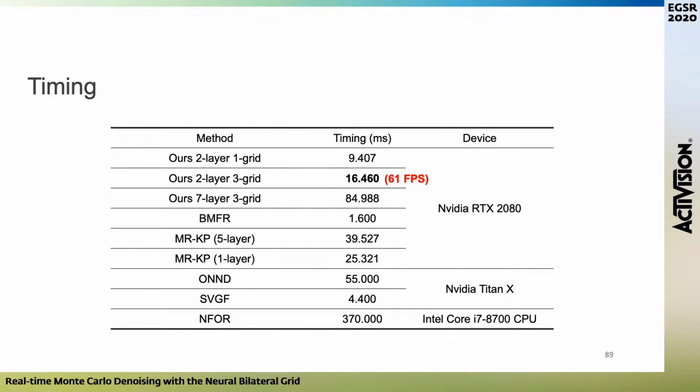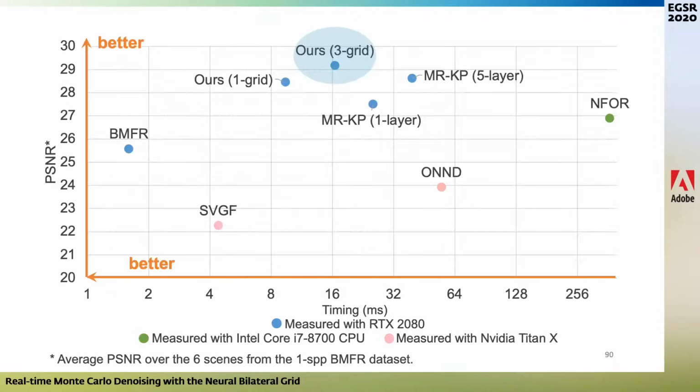Our denoiser using a 2-layer GetNight and a 3-scale bilateral grid can run at real-time performance, which reaches 61 frames per second. The scatter plot of PSNR and timing shows that our denoiser performs the best in terms of PSNR. Meanwhile, our denoiser stands at a comparable position for speed.